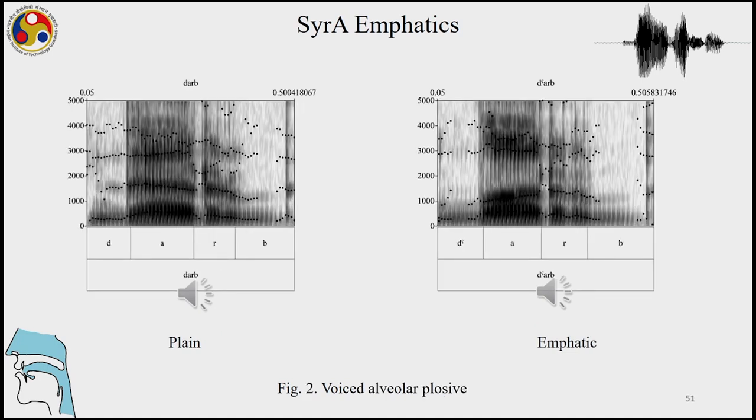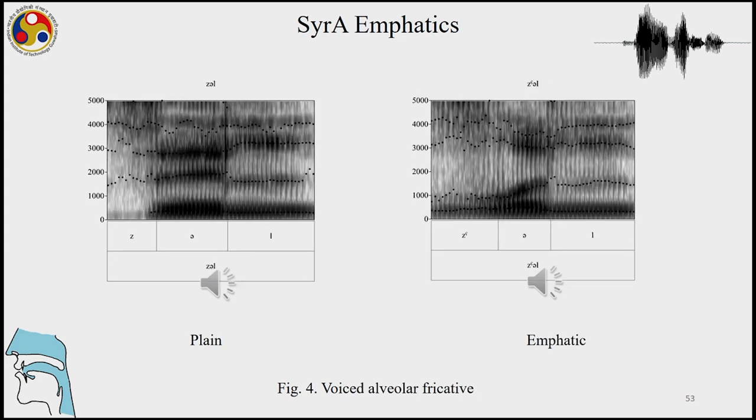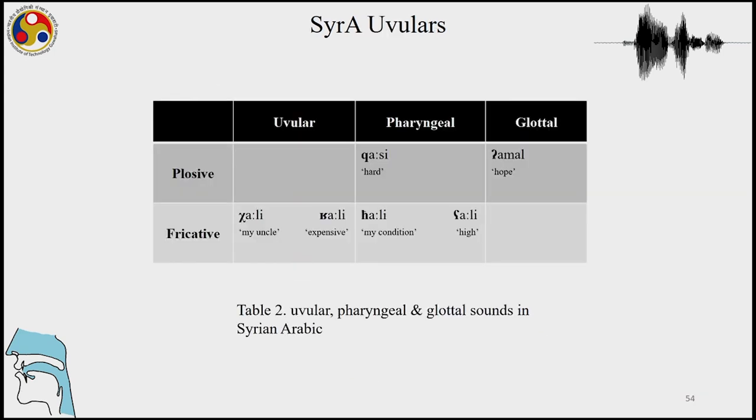So another one here is the duh, the voiced alveolar plosive, which can be either a plain one or an emphatic one. Dard. Again, these fricatives, which can be either plain or emphatic. Safe. Zil. And then there are the Syrian Arabic uvulars.